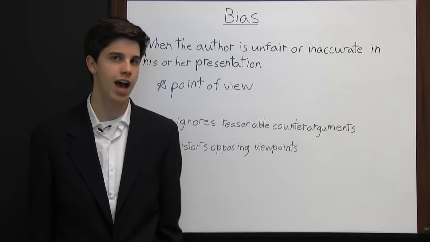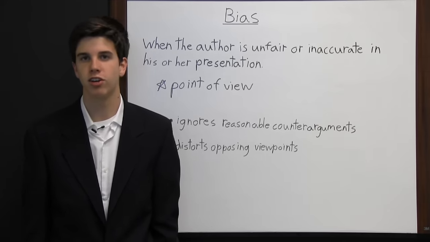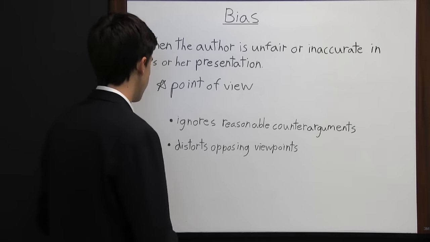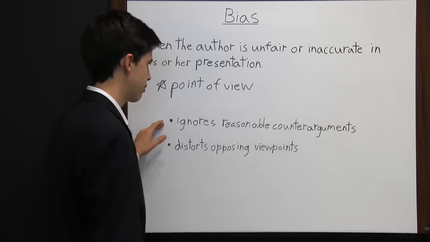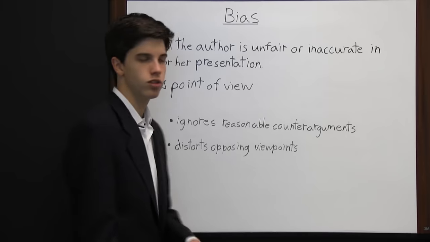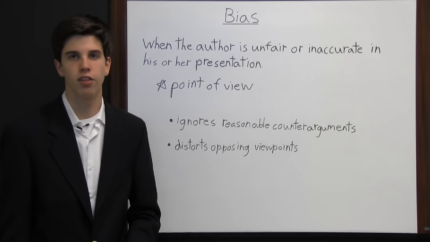They're just naturally going to have one. But it is a problem when they start to include it in their writing. So that's when a bias comes into play. And so a bias is when someone ignores reasonable counterarguments or distorts opposing viewpoints. So you as a reader need to be aware when an author is being biased.